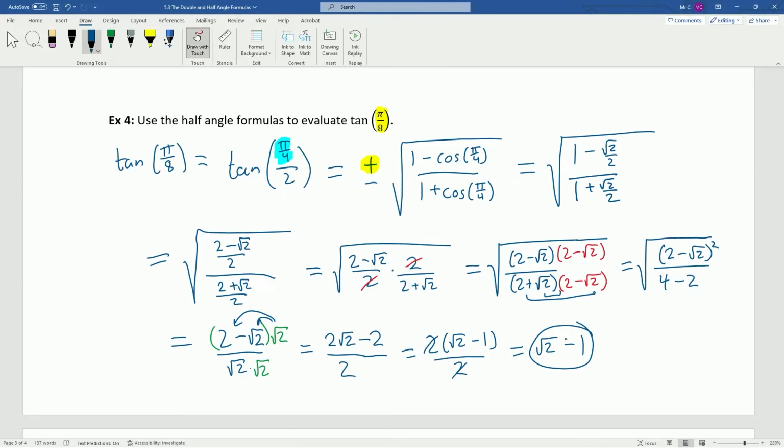So again, with these half-angle formula problems, the algebra can be a little trickier. So take your time with the algebra, be really careful with your steps, think things through carefully and slowly, don't rush them, and you'll be a lot less likely to make mistakes.